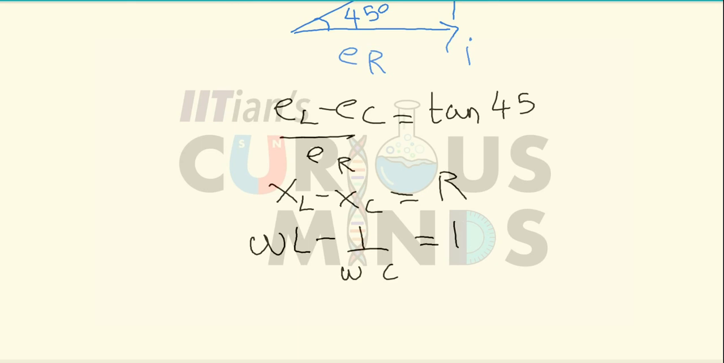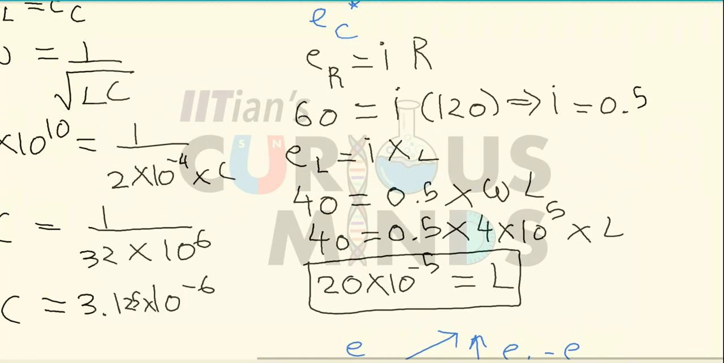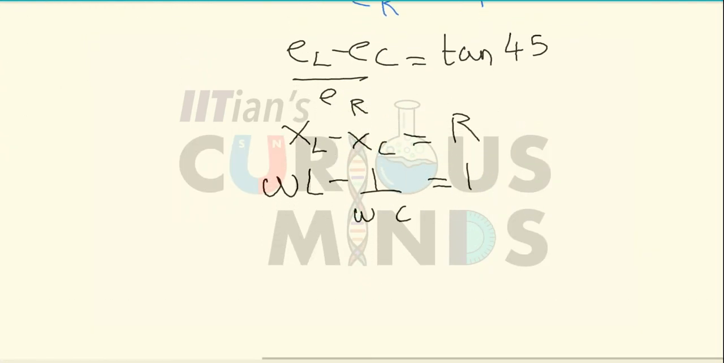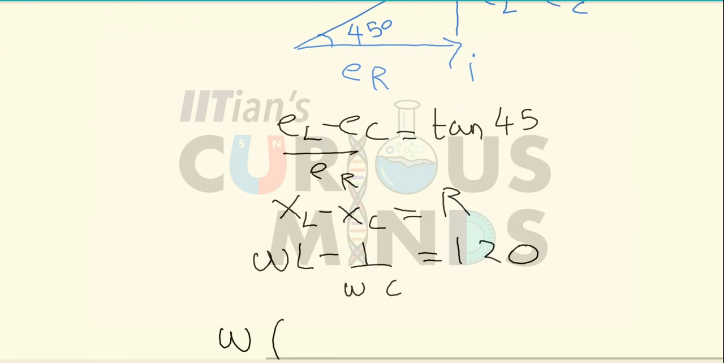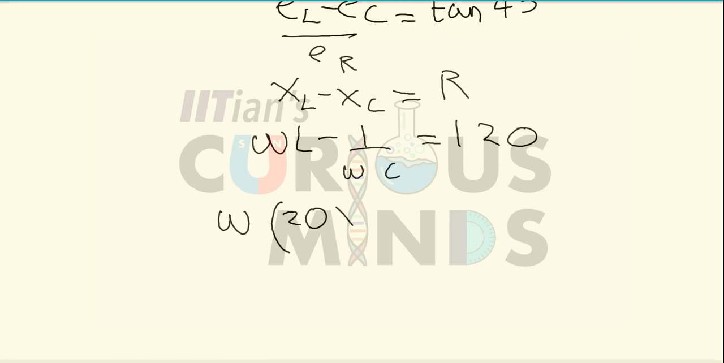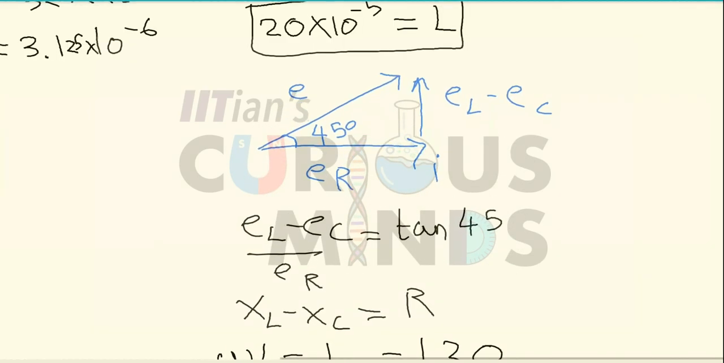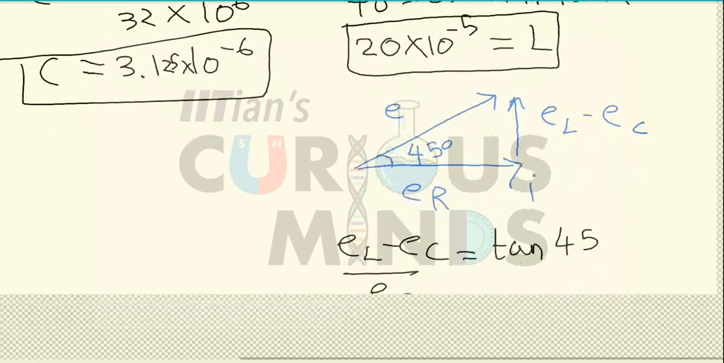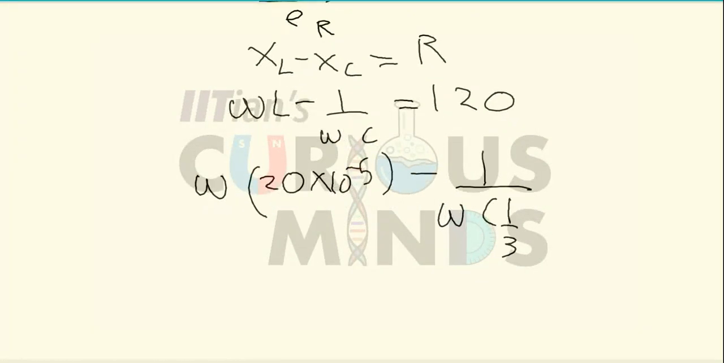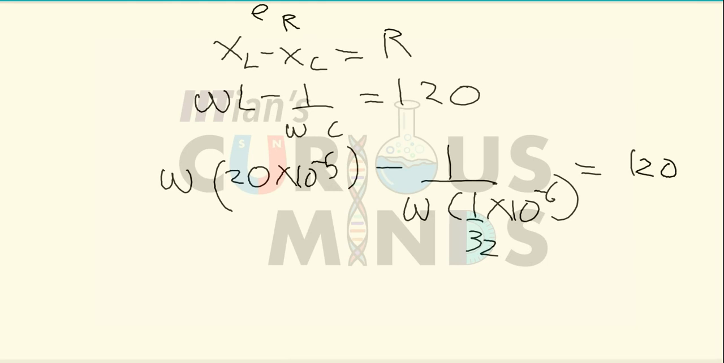The resistor over here is given as 120. So when I substitute 120, omega into L, where L is 20 into 10 raised to minus 5, minus 1 by omega into C, where C is 1 by 32 microfarad, that is 1 by 32 into 10 raised to minus 6, will be equal to 120.